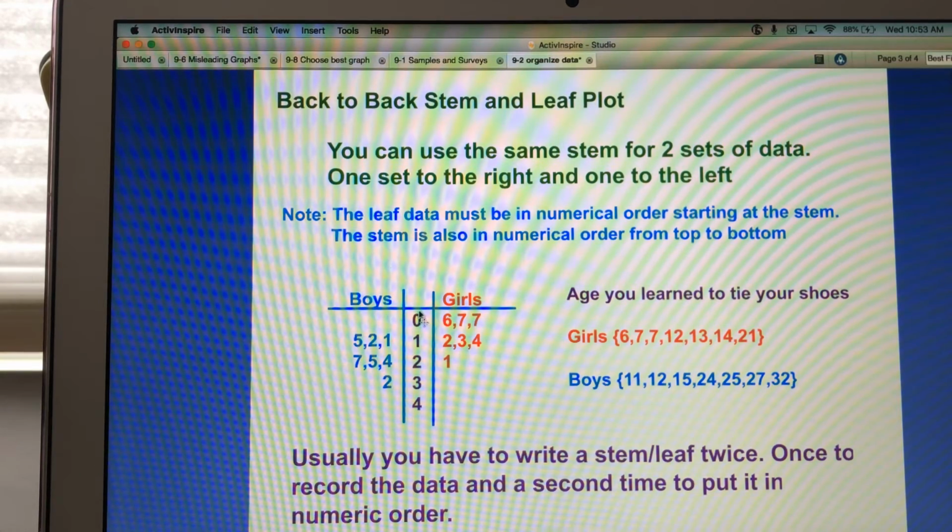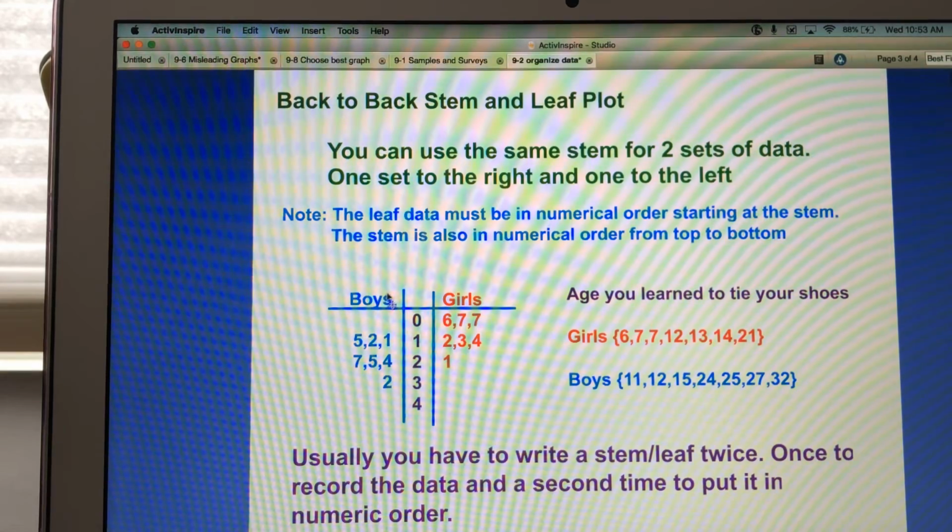But it shows you that your stem always goes down the center. You can have 2 sets of leaves. They must be in numerical order, starting at the stem. The stem is also in numerical order from top to bottom. Normally, you will have to write a stem and leaf more than one time because the first time you just record the data. The second time, you rewrite it in numeric order. Notice that we start at the center, just like a number line. How you have 0 in the middle of a number line. Your positives go to the right, your negatives go to the left, and the actual digits get larger as they move away from 0.